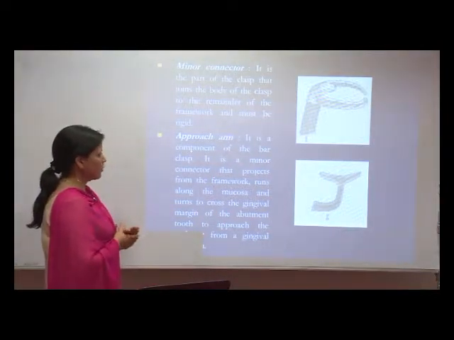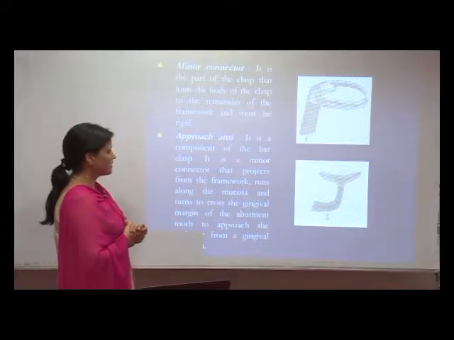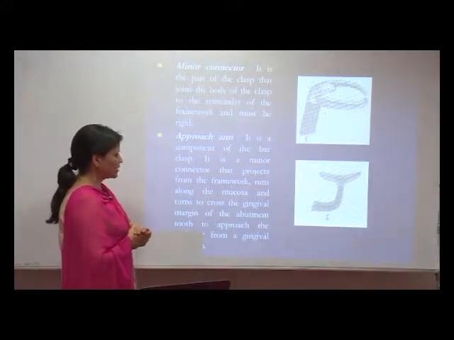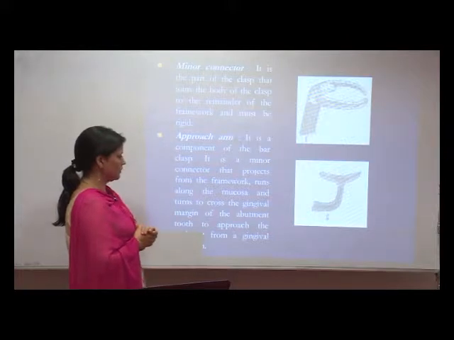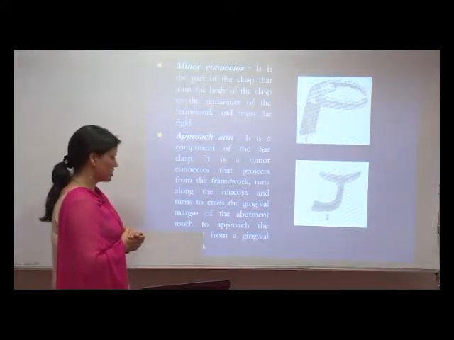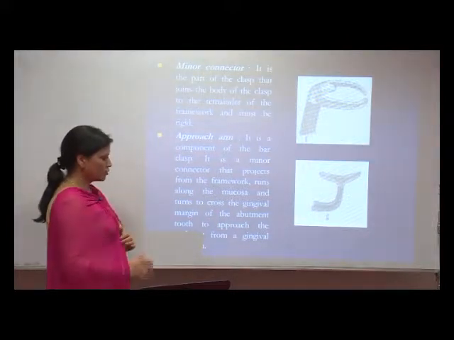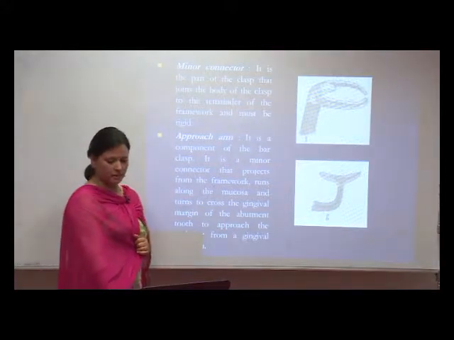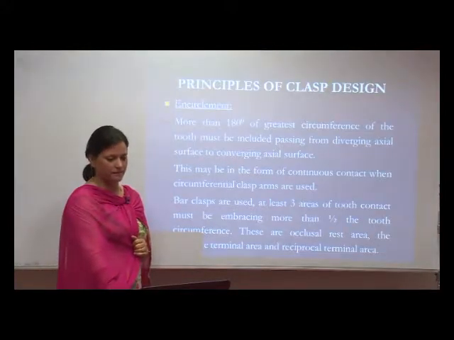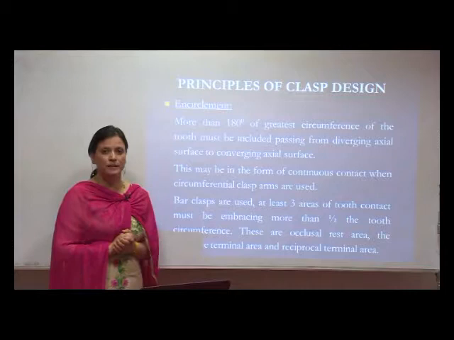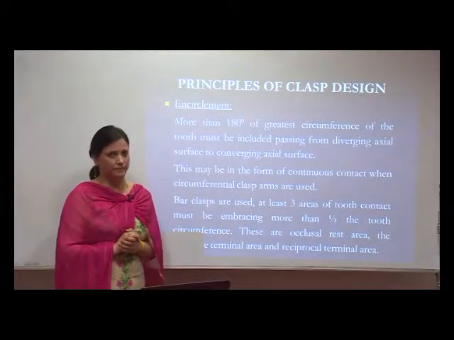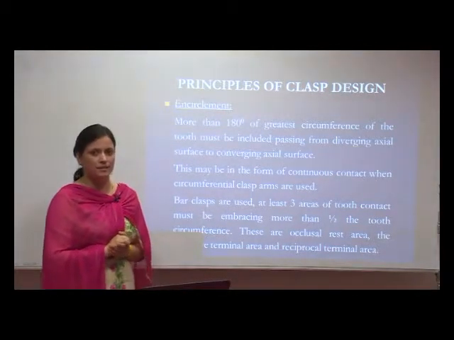Approach arm, it is a component of the bar clasp. It is a minor connector that projects from the framework, runs along the mucosa and turns to cross the gingival margin of the abutment to approach the undercut from a gingival direction. Coming to principles of clasp design. First principle is encirclement.